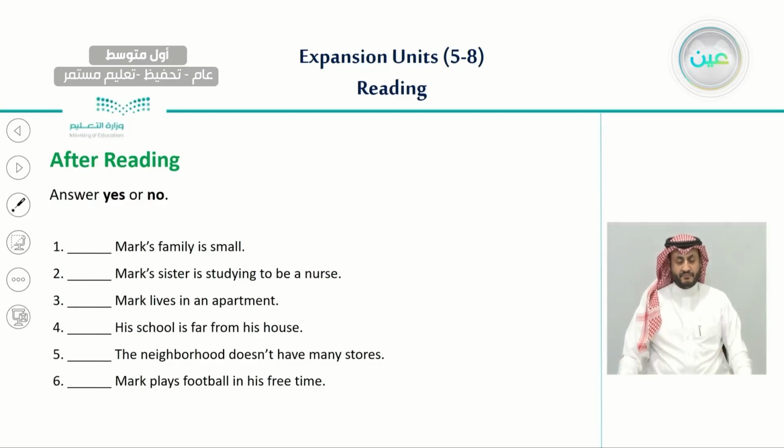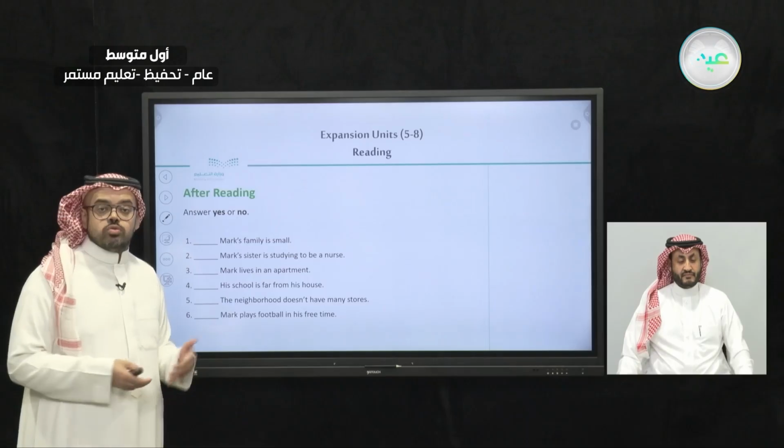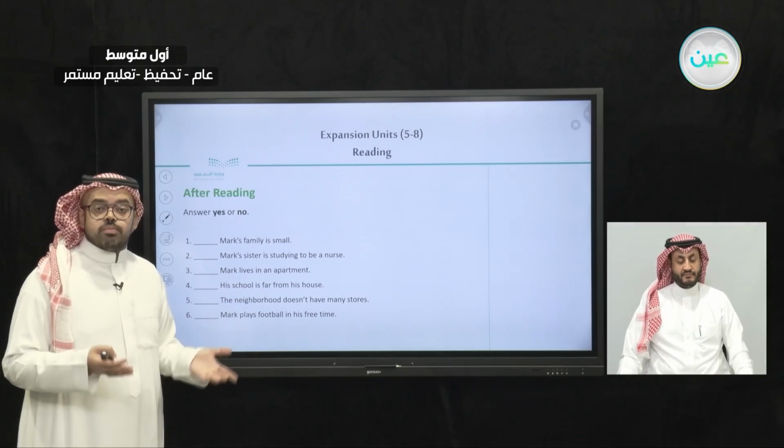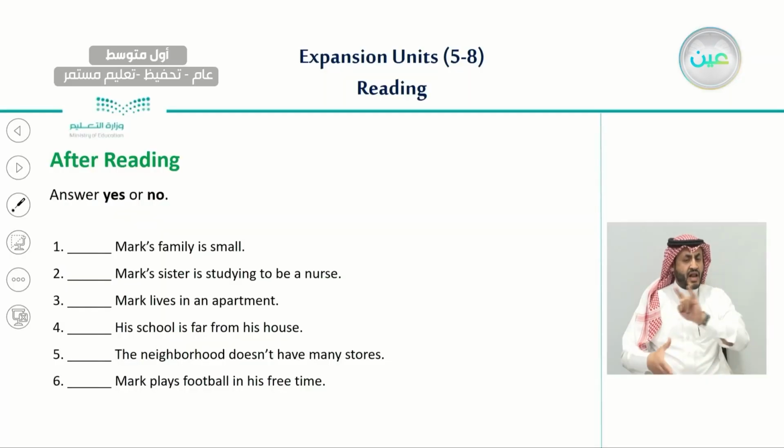Now, a couple of questions about the email. Here we have six yes or no questions. Let's read those statements together and see if we agree with the statement, we answer with yes. If we don't, we answer with no, and we will also explain why we wrote no. The first one is Mark's family is small. The second one, Mark's sister is studying to be a nurse. Number 3, Mark lives in an apartment. Number 4, his school is far from his house. Number 5, the neighborhood doesn't have many stores. And number 6, Mark plays football in his free time.